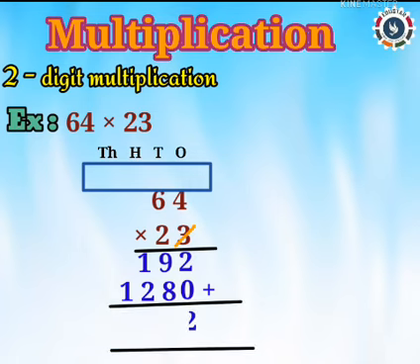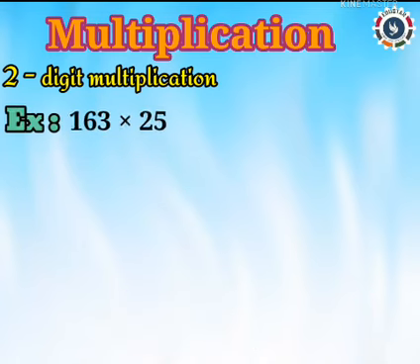Now add these two products. 2 plus 0 is 2. 9 plus 8 is 17. Write 7 in 10's column. Carry 1 to the 100's column. 1 plus 1 plus 2 is 4. Write this 1 as it is. We get 1472. Next, 3-digit number by 2-digit number multiplication.